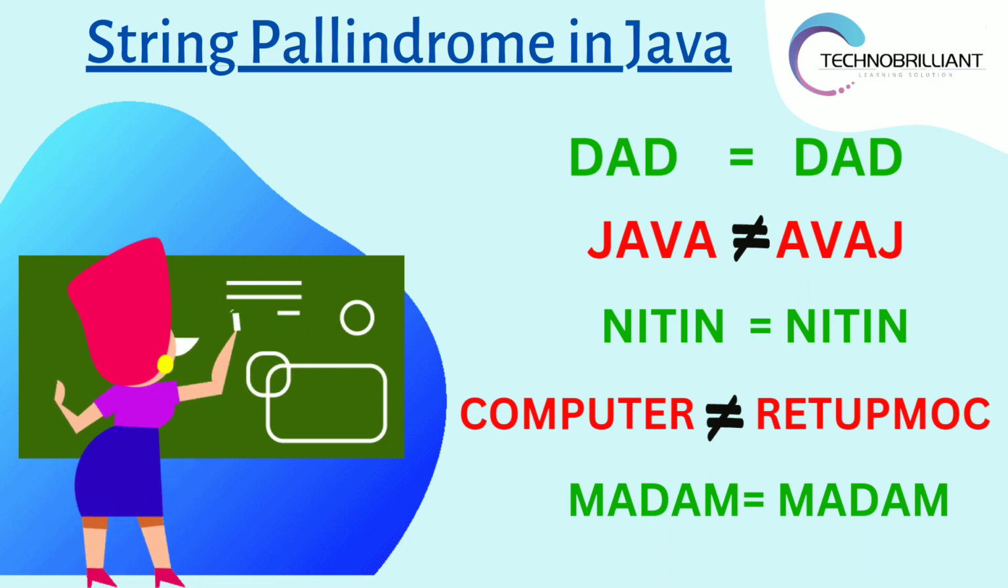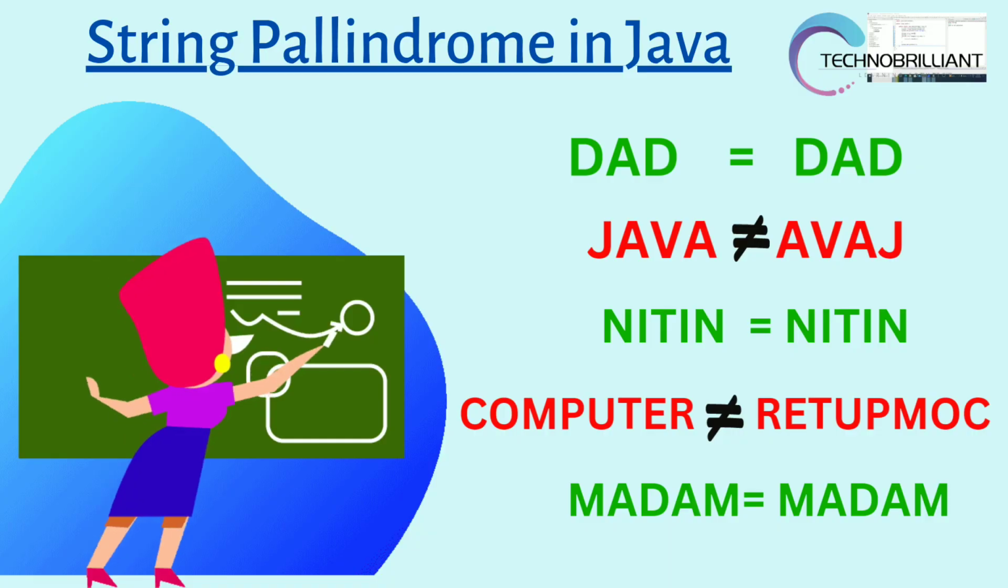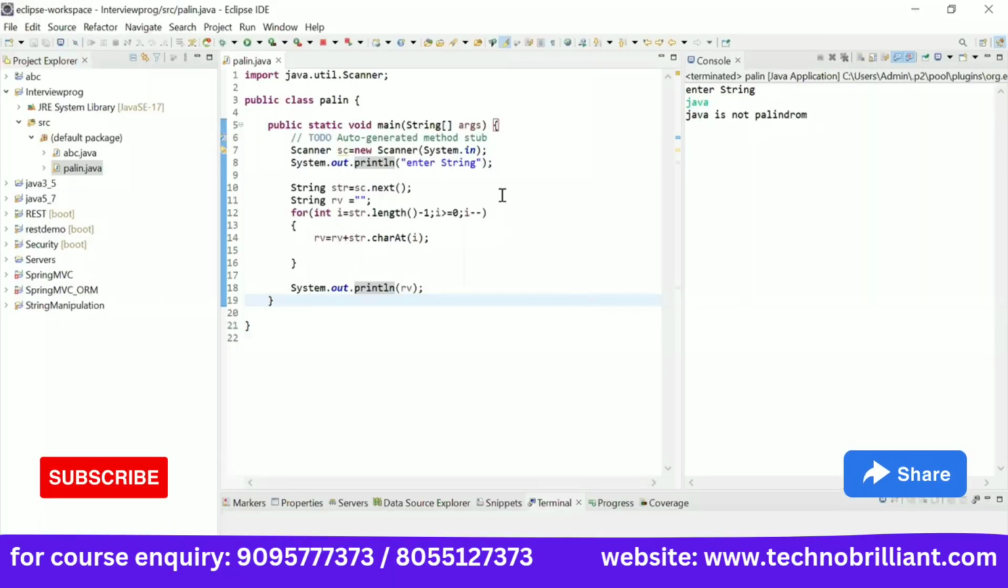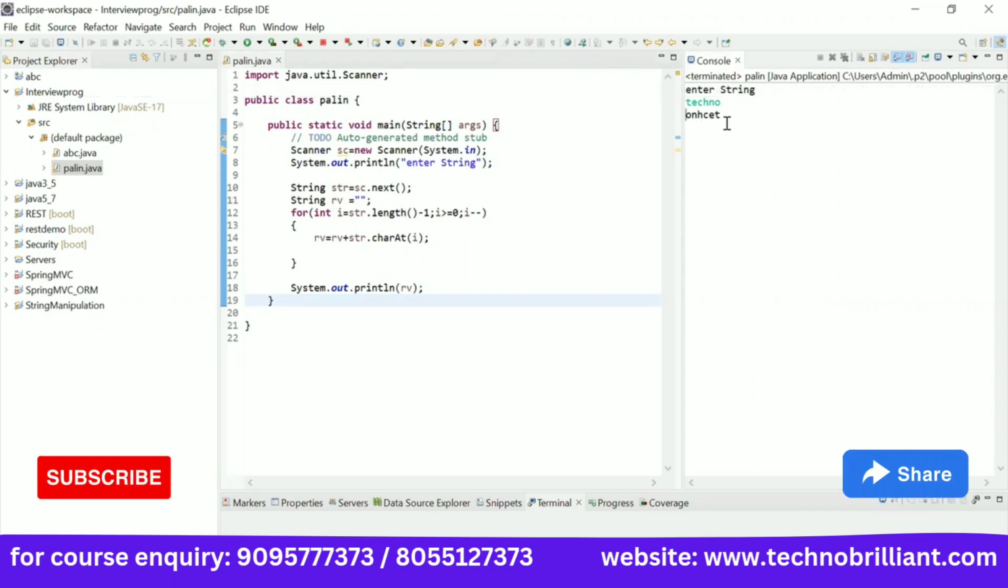Here we already have a program of the reverse string. Firstly, I will execute this program. I have entered here Techno. The reverse of this string is ONHCET. So I will comment this out because I want to check whether the string is a palindrome or not.